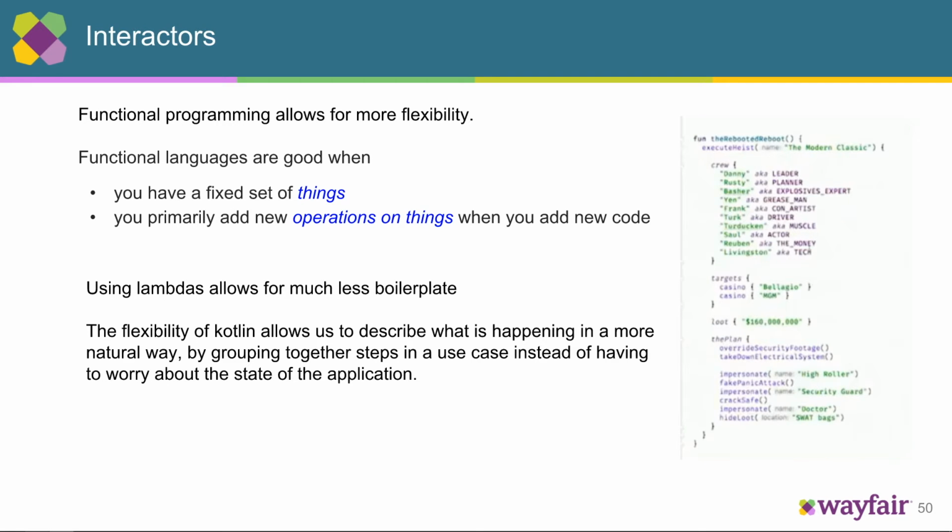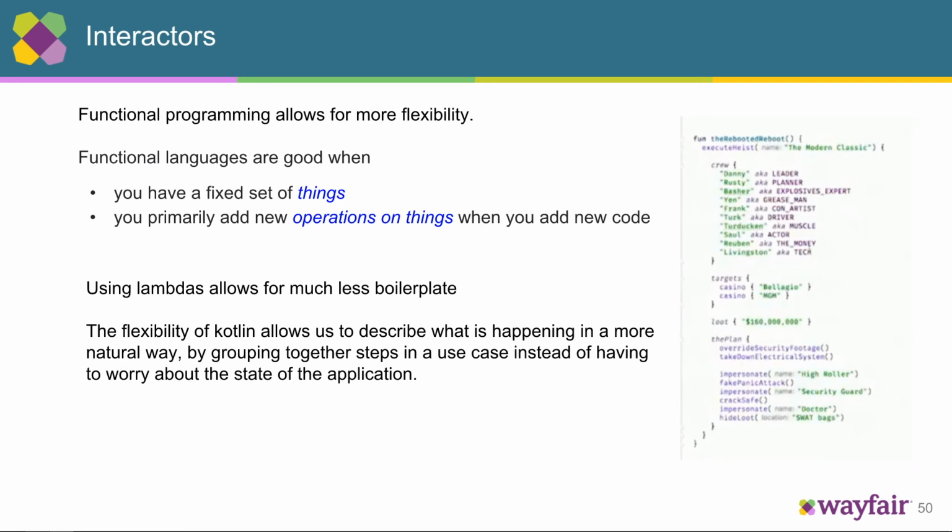And last but not least, interactors allow for a lot more functional programming. They shouldn't really have to deal with the state that's surrounding the rest of the application. They should just be able to function to work on the use case of things. So right there is a good definition of functional programming, because I know Java developers in particular focus on object-oriented. Functional programming languages are good when you have a fixed set of things and you primarily add new operations upon them when you add new code. Object-oriented programming is pretty much the opposite: when you have a fixed set of operations and a variety of things.